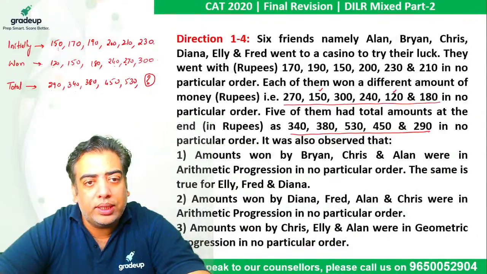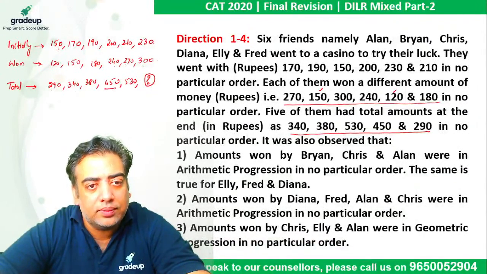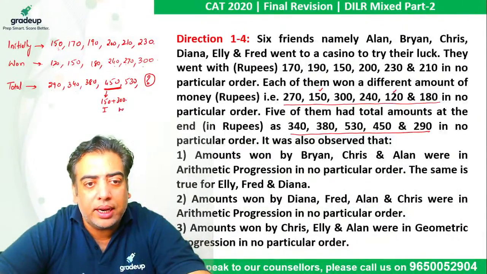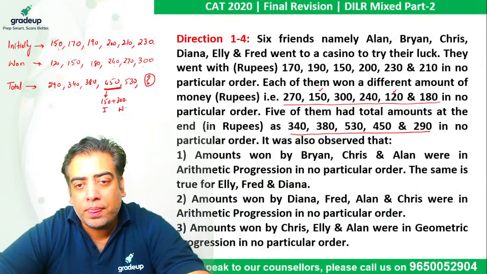150 and 270 add up to 420, that is again not there. 150 and 300 add up to 450, that is here. So this 450, because there is only one possibility of 150 and 300, so please keep that in mind. So this is the amount initially and this is the amount 1.